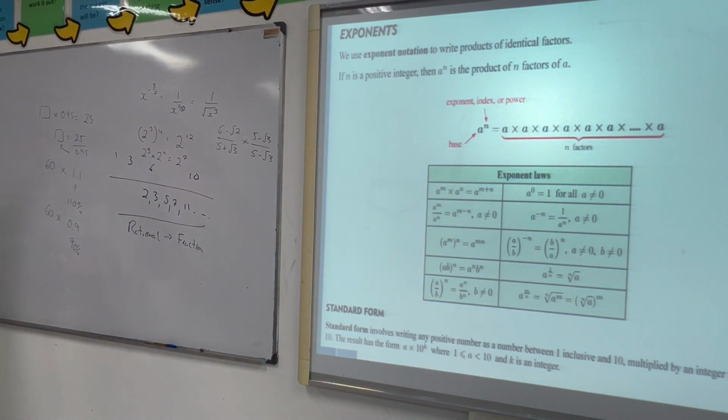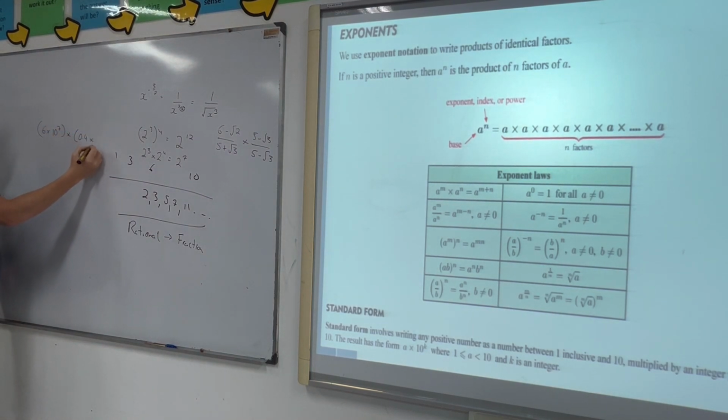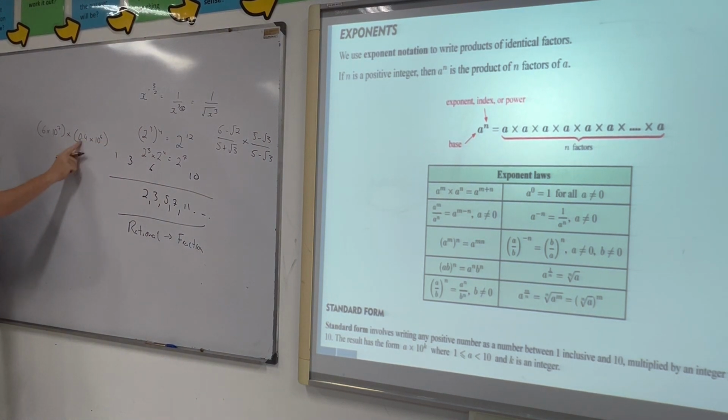Okay. Standard form is something that perhaps we didn't spend a lot of time on because it's not maybe the hardest thing in the world, but with standard form, remember you can use these rules of indices. So if I have a multiplication problem, 6 times 10 to the 7 times 0.4 times 10 to the 6.